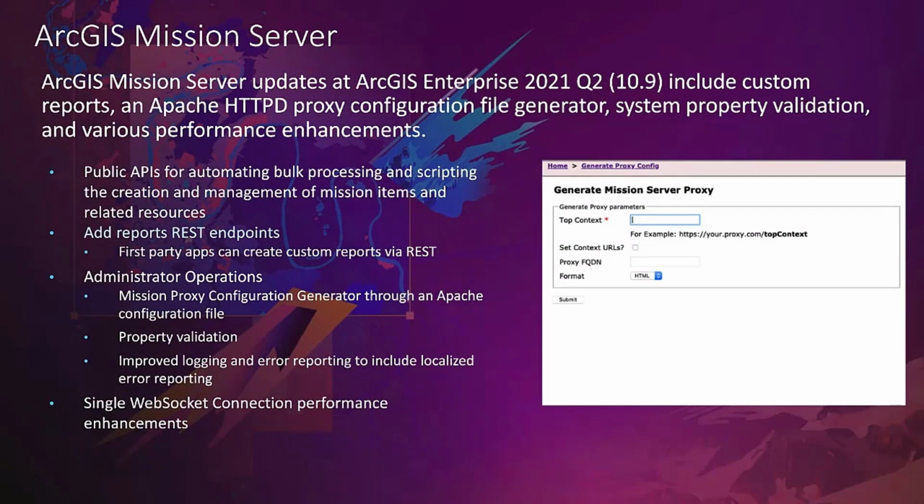ArcGIS Mission Server updates at ArcGIS Enterprise 2021 Quarter 2 10.9 include custom reports, an Apache proxy configuration file generator, system property validation, and various performance enhancements. Mission Server in this release emphasizes the use of public APIs for automating, bulk processing, and scripting the creation and management of mission items and related resources. This helps organizations bring an abundance of efficiency to your mission workflows.